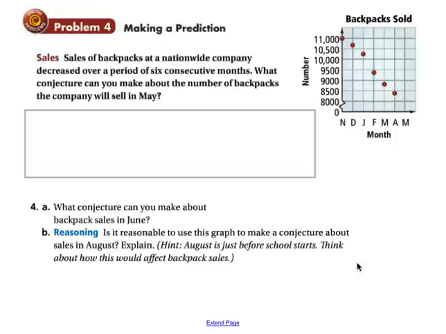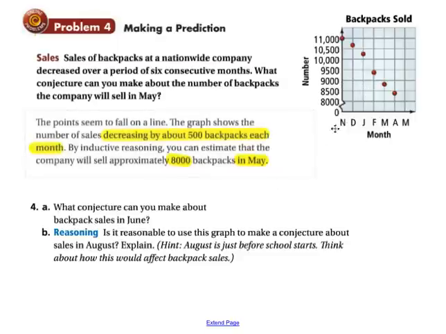Here's an example of making a prediction. It says the sales of backpacks at a nationwide company decreased over a period of 6 consecutive months. What conjecture can you make about the number of backpacks that the company is going to sell in May? And we have this all the way through April, and it looks like they are decreasing. And if you look at the graph here, it looks like they're decreasing by about 500 backpacks a month. So it'd be reasonable to say that in May, maybe we're going to have 8,000 backpacks because we have just under 8,500, so maybe 7,900 would be also a reasonable number.